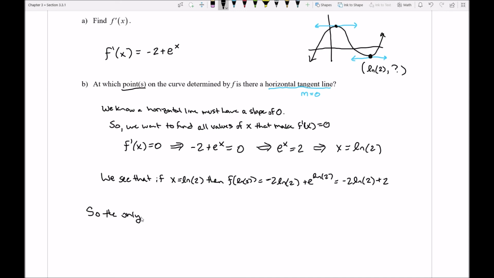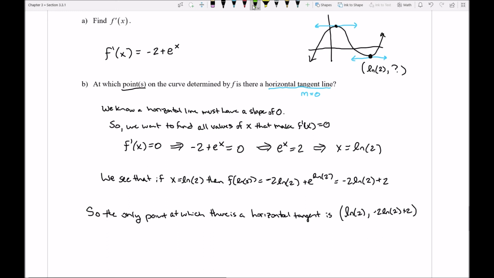The only point at which there is a horizontal tangent is the x-coordinate is natural log of 2, and the y-coordinate is -2 natural log of 2 plus 2.